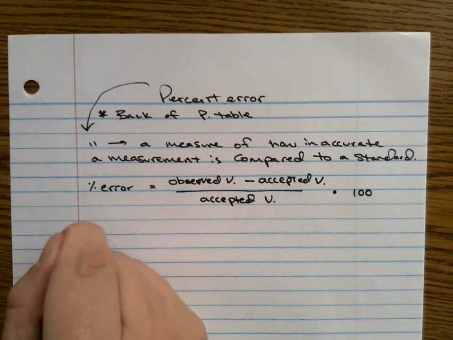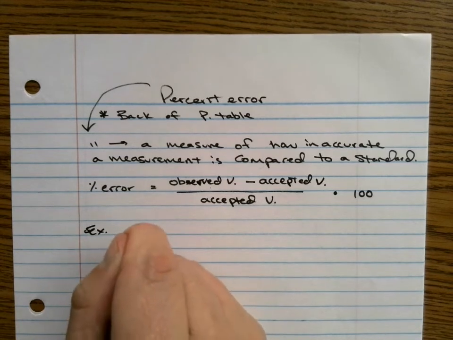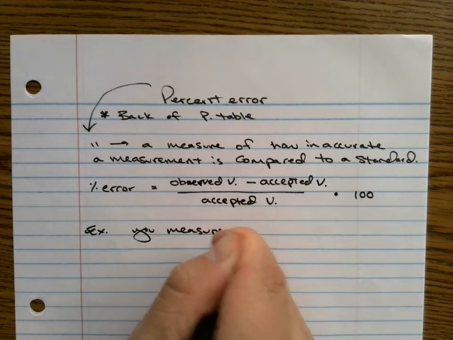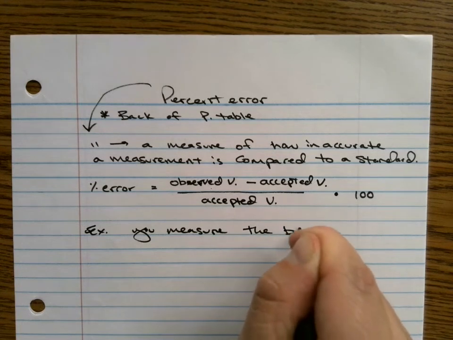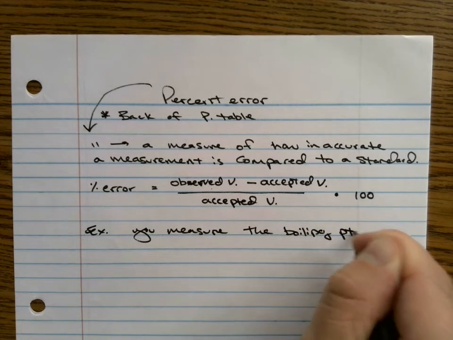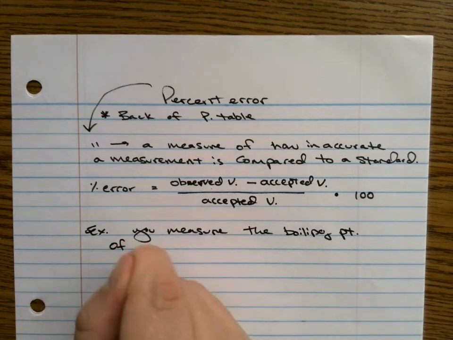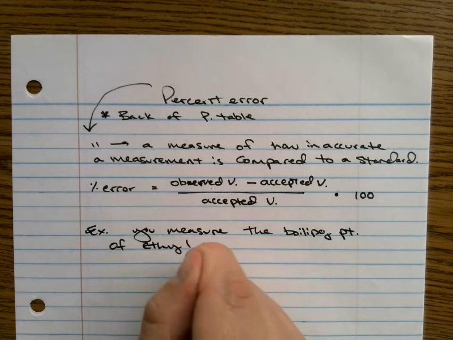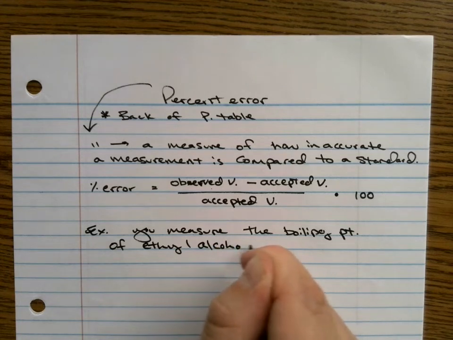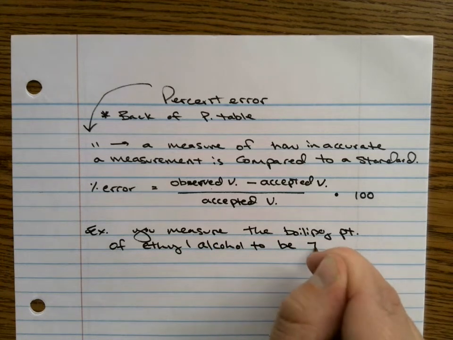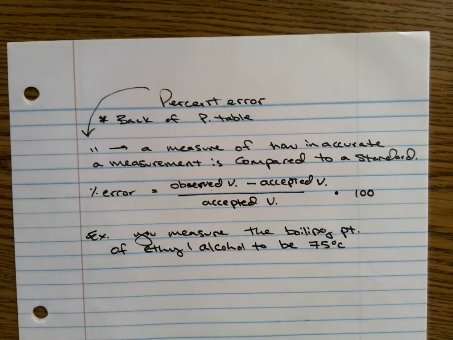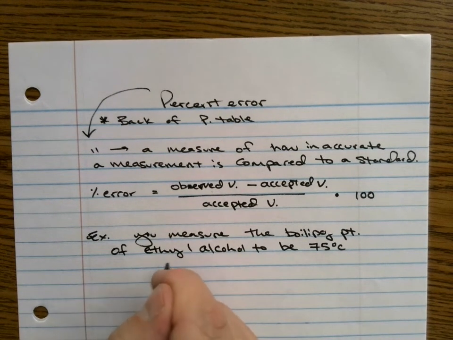Our example is you measure the boiling point of ethyl alcohol to be 75 degrees centigrade. That's what you observed in the lab. You measured it out, you saw it started boiling, and you recorded the temperature at which it was doing that process. But in reality, it's actually 80 degrees.